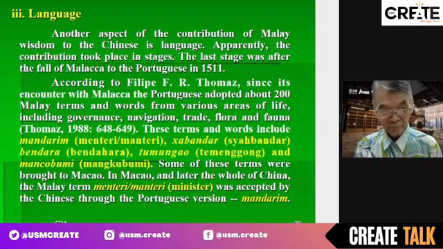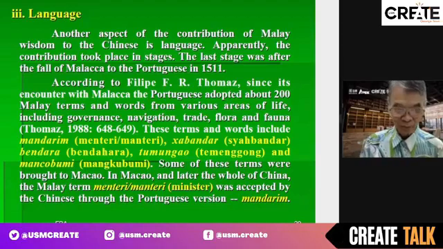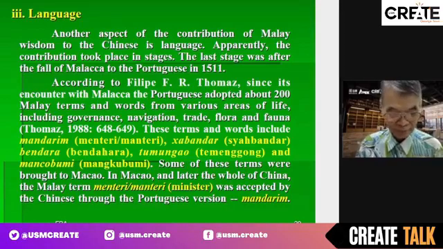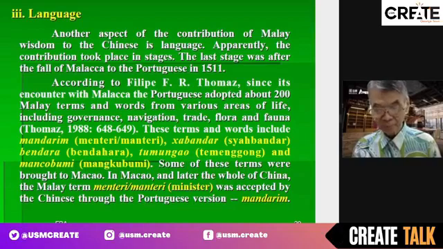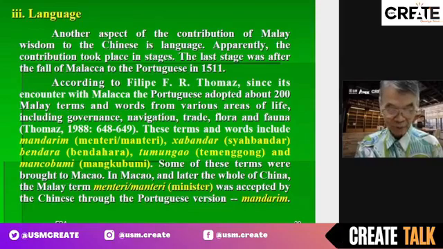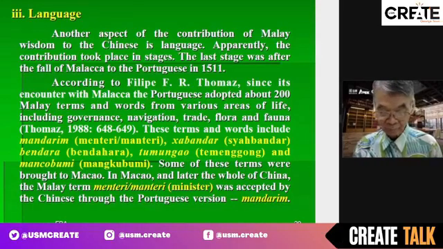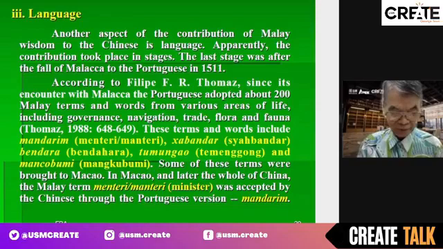They came, they bombarded Malacca, managed to get hold of Malacca, and they also took about 200 Malay terms and words from various areas of life, including governance, navigation, trade, flora, and fauna. This is to be found in Thomas 1988. These terms and words include Mandarin, M-A-N-D-A-R-I-N, which in Malay is menteri or mantri.